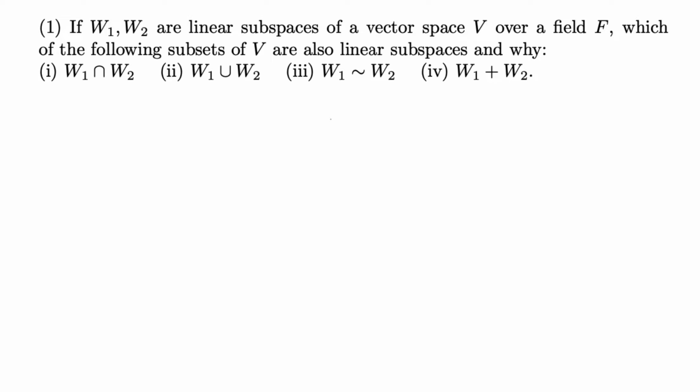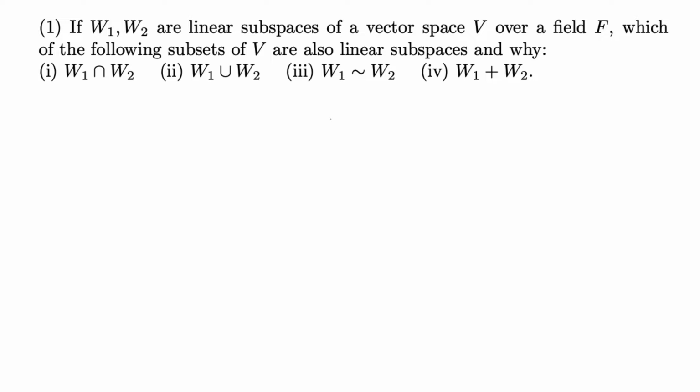Today we're going to consider the first question on linear algebra out of Gunning's An Introduction to Analysis. It reads as follows. If W1, W2 are linear subspaces of a vector space V over field F, which of the following subsets of V are also linear subspaces in V? We're checking W1 intersect W2, W1 union W2, W1 except for W2, and W1 plus W2.